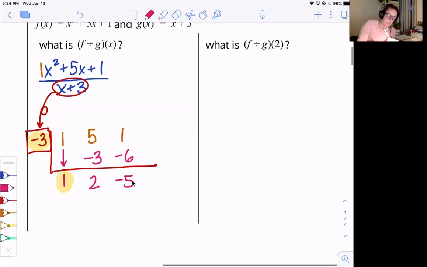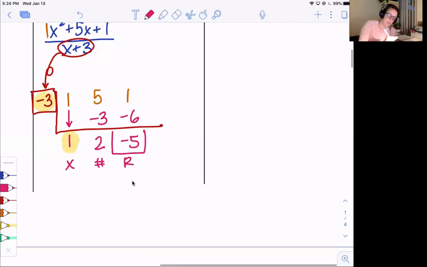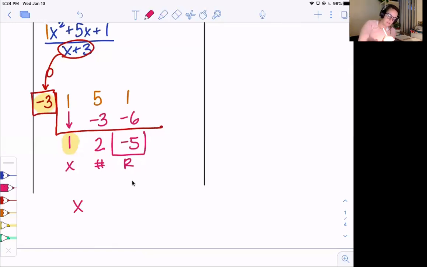Got to the end of the line, so this is my remainder. This is my numbers by itself, and this is the x's. So I would have 1x, or just x, plus 2, because I have that number right there, and then minus 5 over this denominator, because that's my remainder. So minus 5 over x plus 3, just like that. This is my answer for this problem.